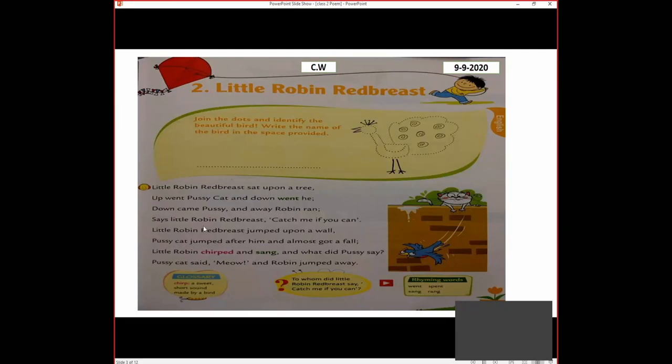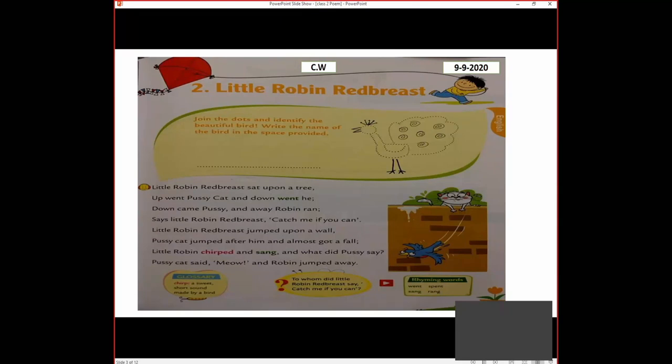Okay? Then coming to the next sentence, Little Robin chirped and sang. Now what is the meaning of chirp? A sweet short sound made by a bird. Okay? And what did pussy say? The other sentence says, pussycat said meow. Okay? Pussycat said meow. And robin jumped away. So finally, robin jumped away.